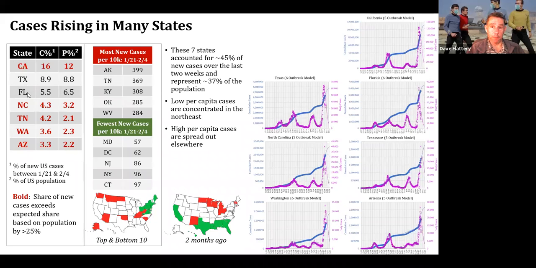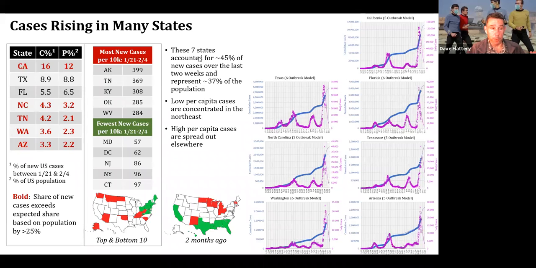Next was Texas and Florida, Florida actually a little bit lower, Texas about consistent with what you'd expect based on their share of the population. And then the next four, North Carolina, Tennessee, Washington, and Arizona, all are seeing cases disproportionate to their population, an excess contribution to the cases.